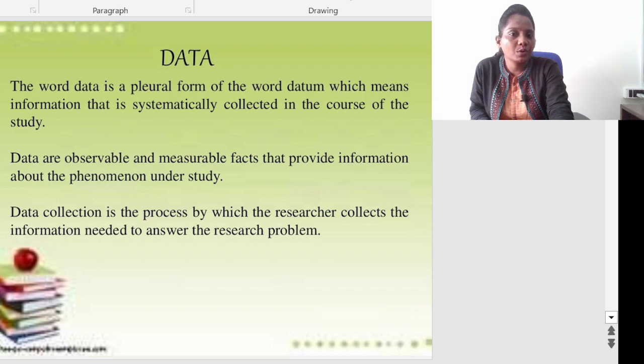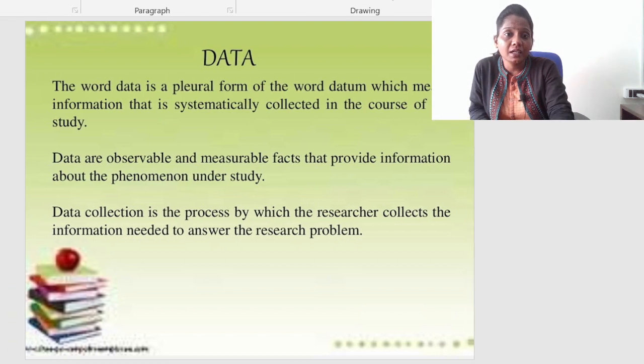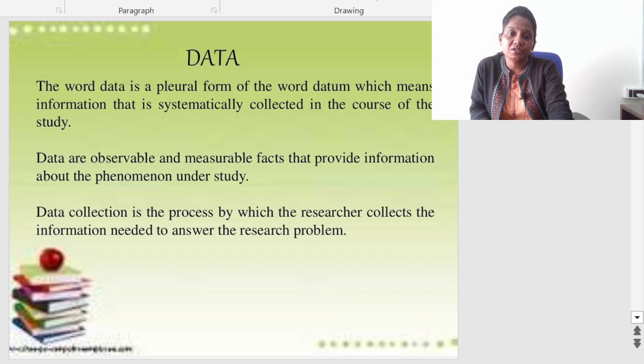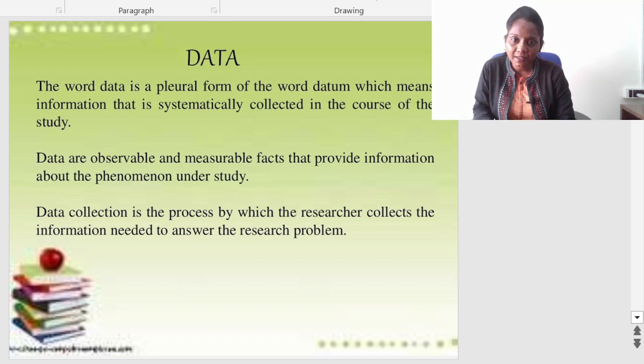The word data is a plural form of a word which means information that is systematically collected in the course of a study. It is not that, as usual, you can do it and present it. It is not like that. It is a systematic collecting of data in the course of a period or in the course of a study that is called data. Data are observable and measurable facts that provide information about phenomena under the study.